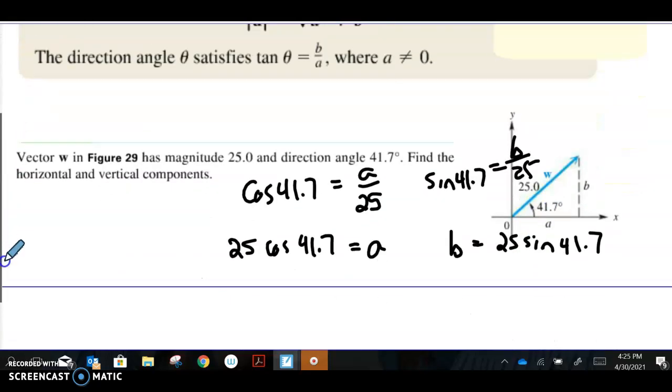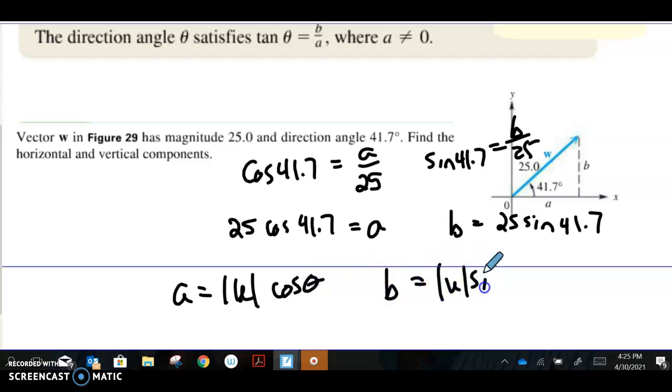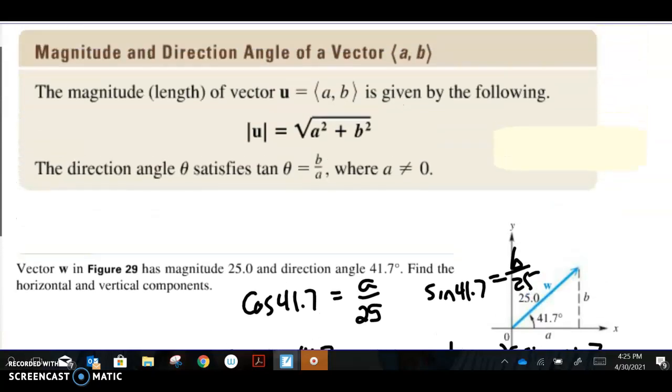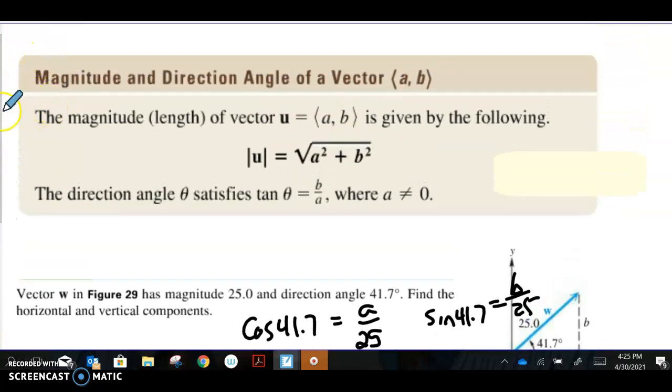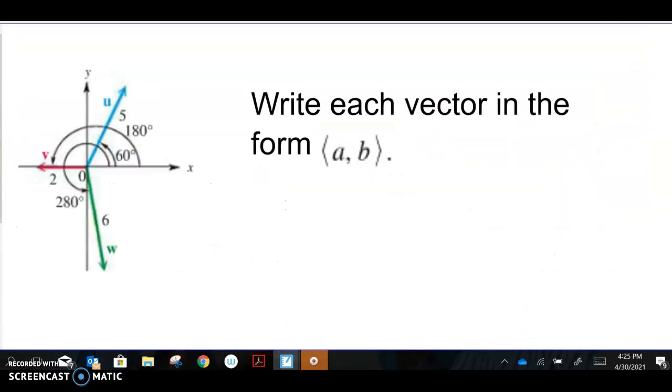But those are the definitions. In the book it says a equals the magnitude of U, which is the 25, times the cosine of theta, and b equals the magnitude of U times the sine of theta. You can see that right off the triangle. It's very similar to what we've been doing with trig when we had x, y, and r. That's how you find the horizontal and vertical component.